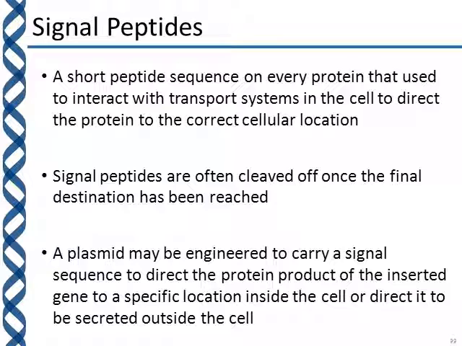Signal peptides are a short peptide sequence on every protein that is used to interact with the transport system in the cell to direct the protein to the correct cellular location. Signal peptides are often cleaved off once the final destination has been reached. A plasmid may be engineered to carry a signal sequence to direct the protein product of the inserted gene to a specific location inside the cell or direct it to be secreted outside of the cell.